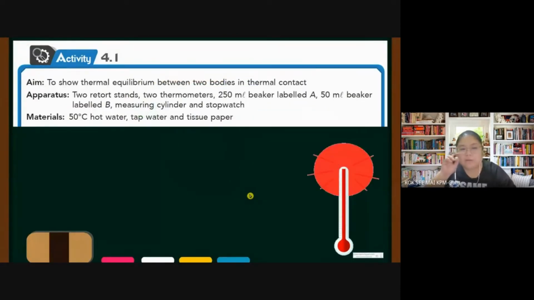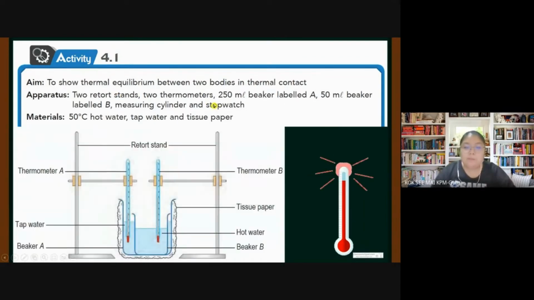Okay, this one is one of the experiments. You can refer to your textbook to see the thermal equilibrium between two bodies. From here they are using two beakers. One thermometer is put inside beaker A, and this one is beaker B. Beaker B is hot water, and this one is tap water. So tap water is the cool one, and this one is the hot one. That means when starting, when you just put it in, you find this one's temperature is lower, and this one's temperature shows higher.